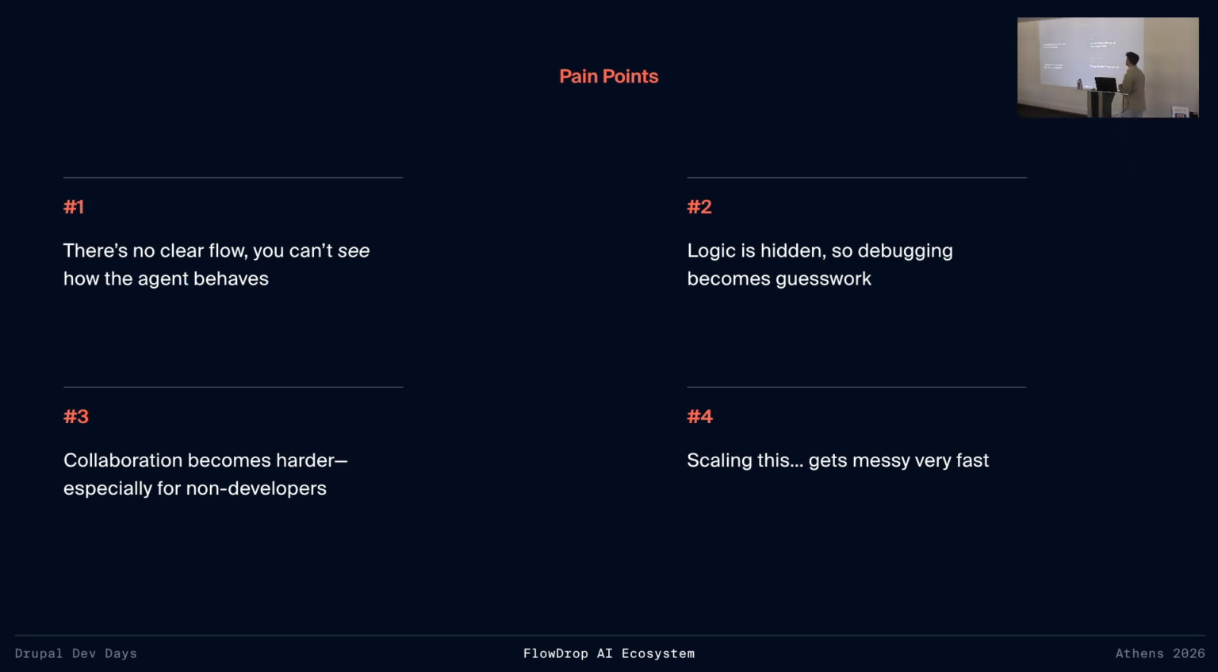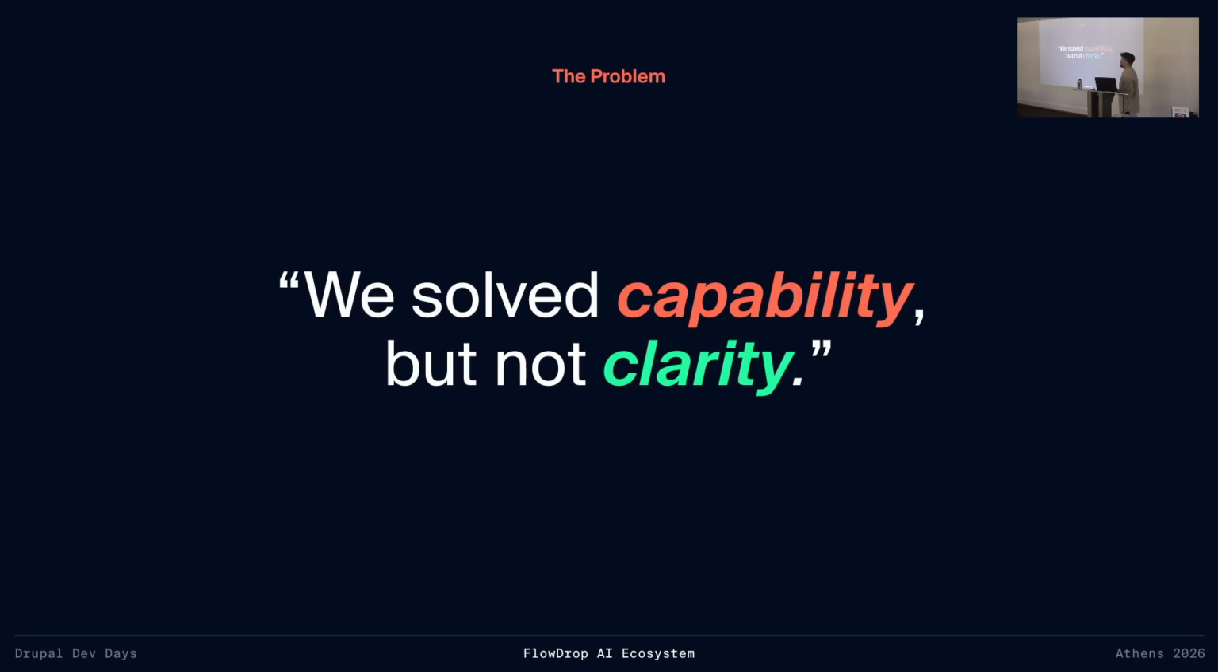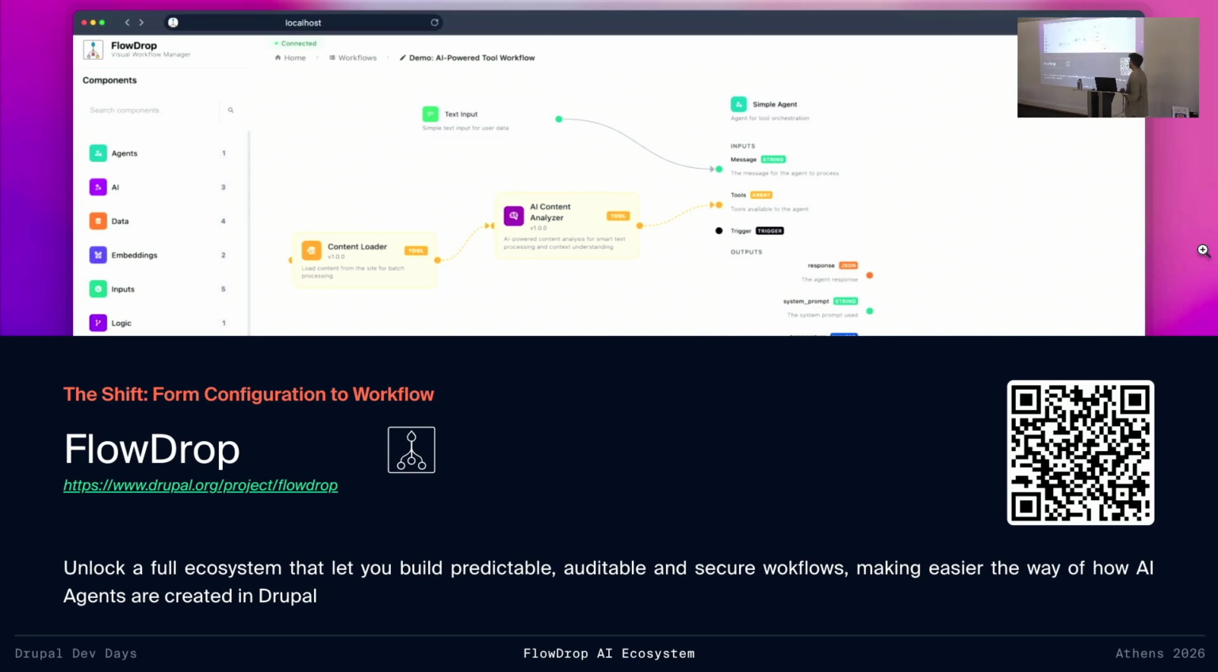And I have identified some points that we could improve. The first one is there is no clear flow, so you cannot see how the agent behaves. The logic is hidden. Debugging this becomes guesswork. Collaboration becomes harder, especially for non-developers. And then scaling this gets messy very, very fast. So we can tell that we solved the capability, but we didn't solve the clarity. And this is where Flowdrop will help us to solve these problems.